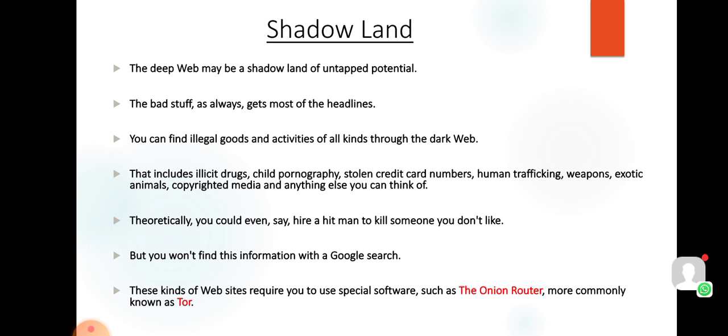Then we move toward the shadow land. The deep web may be a shadow land of untapped potential. Such a shadow land is there whenever you search for information through search engines, and at that time we also get potential kinds of information. So the deep web may be the shadow land, which is untapped potential.